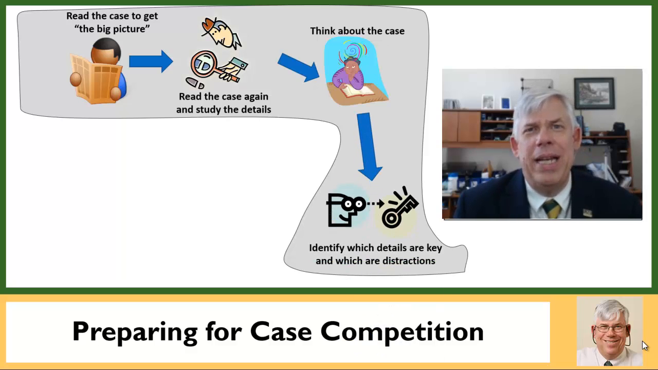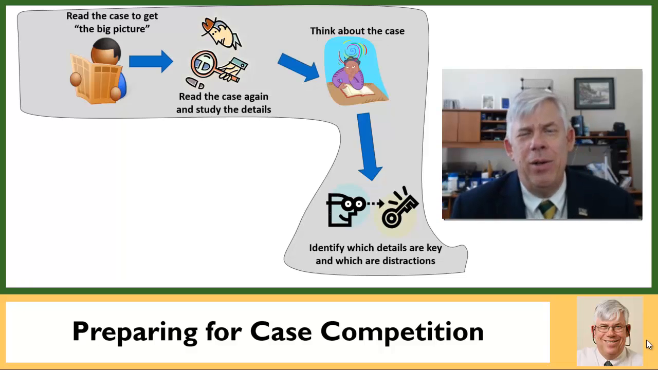Finally, one of the things you need to do in your own mind is sort out what details are important and what details are less important. Discussion cases tend to be long. They're often 20 to 30 pages long, including exhibits. They include a lot of details that you don't need to know to make a sensible decision.